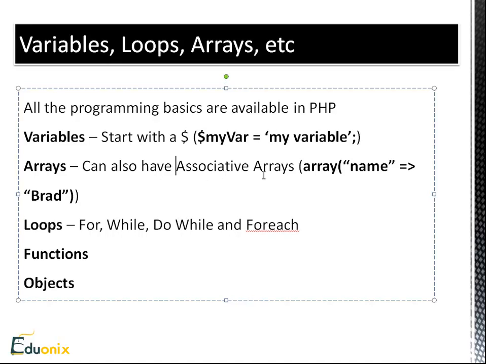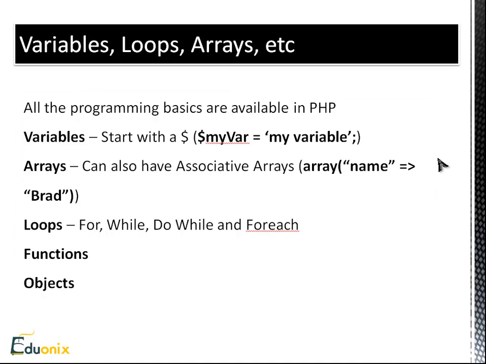Arrays, we can also have associative arrays, which are extremely helpful. So we can create an array and we can give it a key. So we have name as a key, and then a value, in this case Brad. It's also known as a hash. If you've worked with Ruby on Rails or some other languages, this is sometimes called a hash. In PHP, they're called associative arrays. Loops, we have for, while, do while, and foreach, which is used for arrays. Like in JavaScript we use a for, in PHP we use a foreach. Functions, objects, we can do all that stuff in PHP, and we will be doing all that in this chapter.